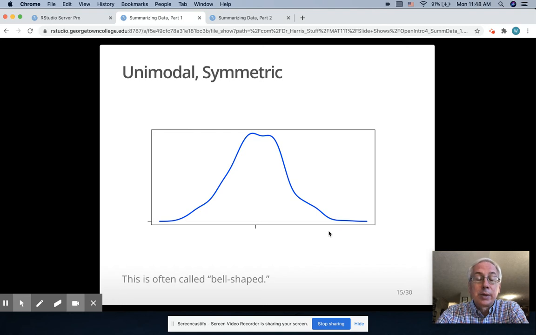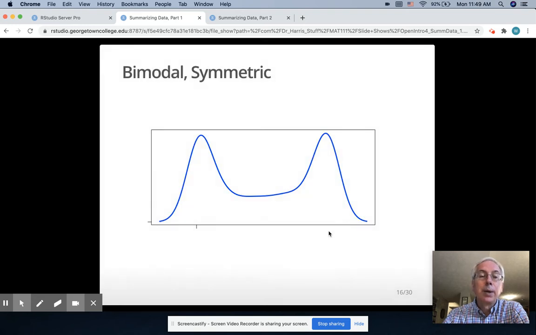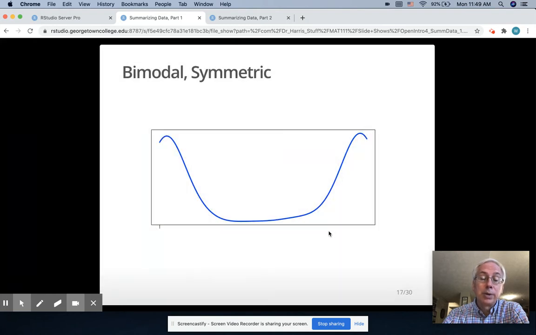We saw something similar to this with the height distribution earlier, single peak, symmetric. We could call this bell-shaped. We'll talk about bell-shaped and normal curves in the not too distant future. Here's an example of a bimodal symmetric distribution and even a different look at a bimodal symmetric distribution. So we want to get comfortable with generating density plots and then being able to describe them in these terms, in terms of number of modes and whether it's symmetric or skewed.